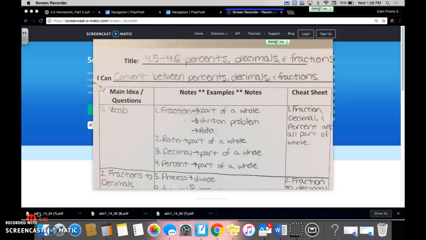4.5 to 4.6% decimals and fractions. I can convert between percents, decimals, and fractions.